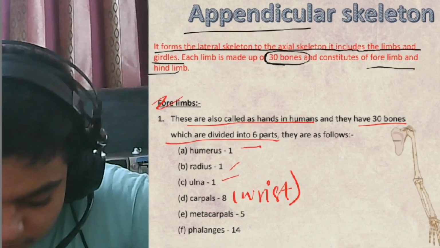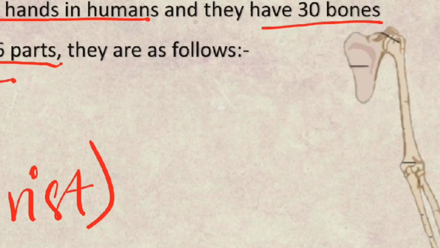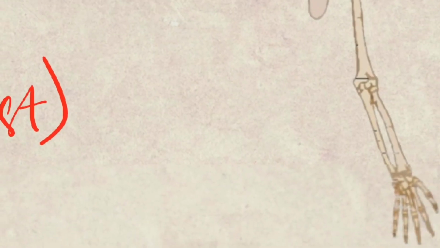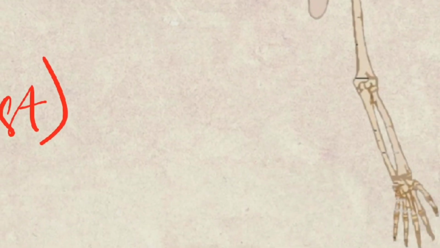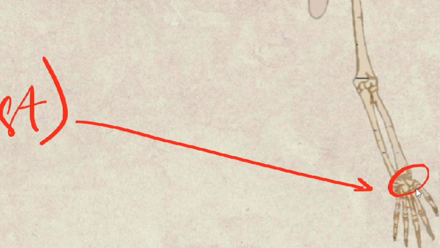One minute. I will not be visible for some time, so please concentrate on the diagram here. See, this part consists of 8 small bones. They are called carpals.